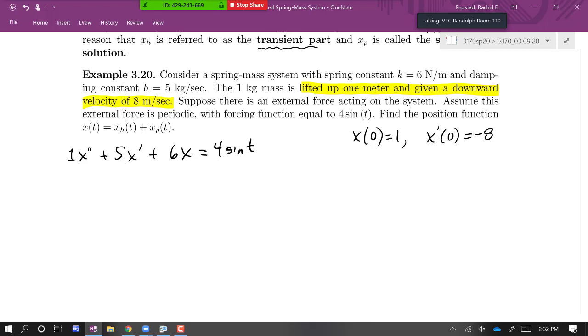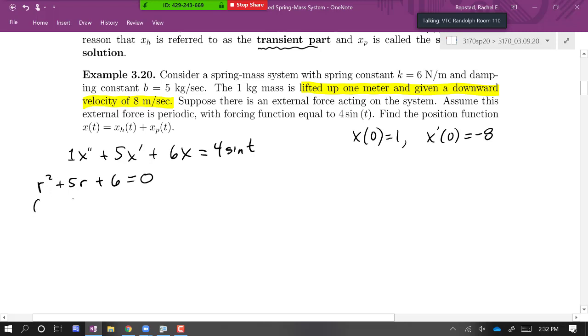I was going to say the R thingamajig. Yes, that's the R thingamajig, yep. The characteristic equation. So what is the characteristic equation for this differential equation? R squared plus 5r plus 6, and that's equal to 0. The characteristic equation is always equal to 0.